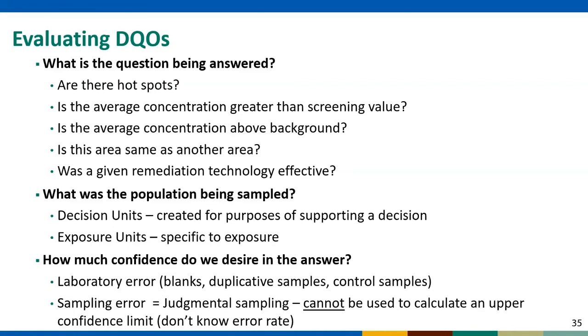Next, I look at whether the sampling plan used decision units or exposure units. Decision units are often used to support remediation decisions, while exposure units are derived to best estimate human exposure. Was there some rationale as to when, where, and how often the sampling was performed?